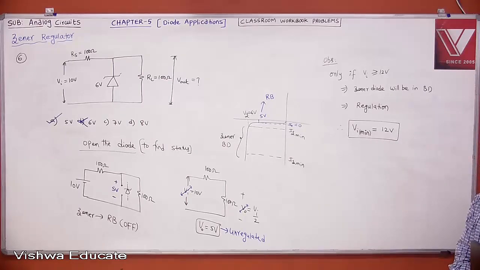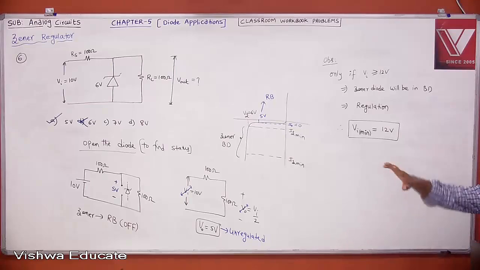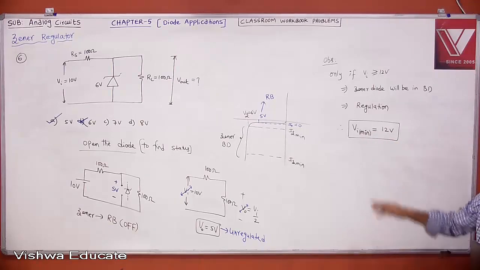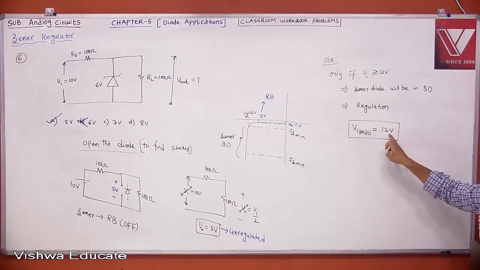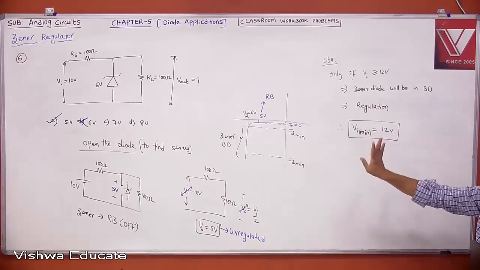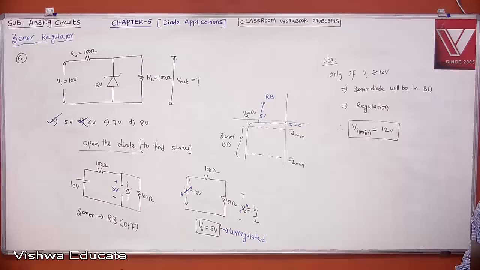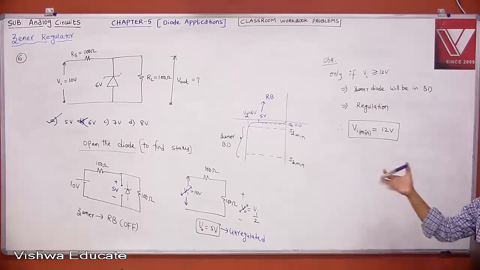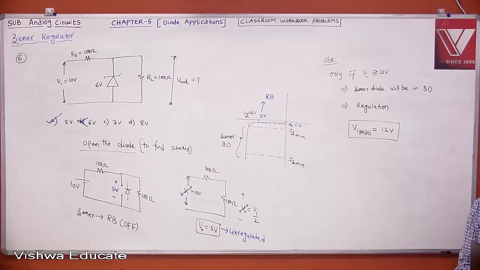Similarly, the VI maximum is limited by the maximum Zener current. When we solve further problems, you will understand. But VI minimum is associated with keeping the Zener diode in breakdown. If VI is less than 12 volt, it won't be in breakdown. There is no regulation. Simply a voltage divider network. Your output will be tracking your input. If VI changes, output also changes. If load changes, your output changes. There is no regulation.